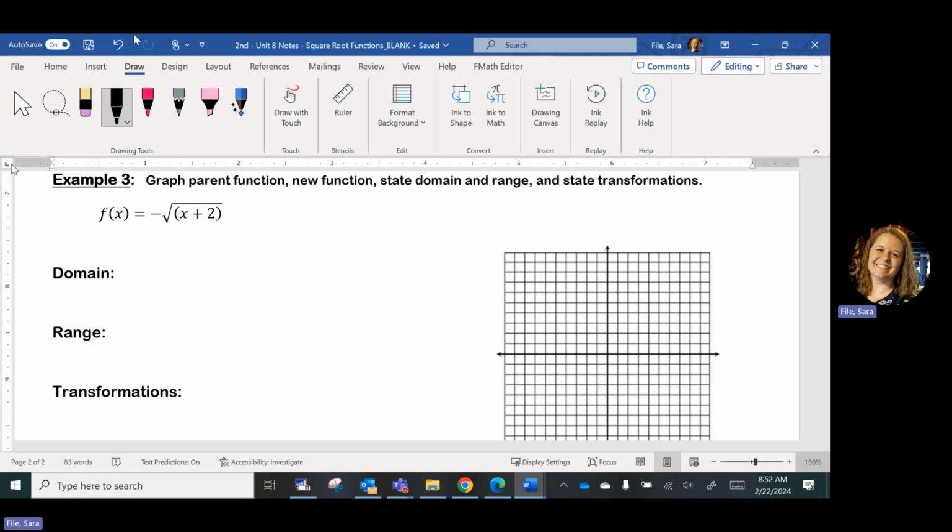You go ahead and try number 3. I would start by identifying A, H, and K and describing your transformation so you can graph it, and then give the domain and range once you have the graph.